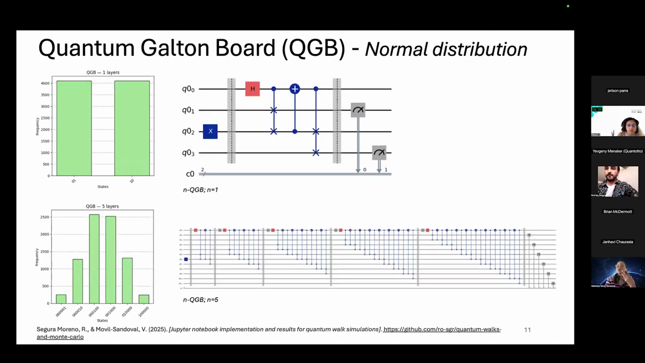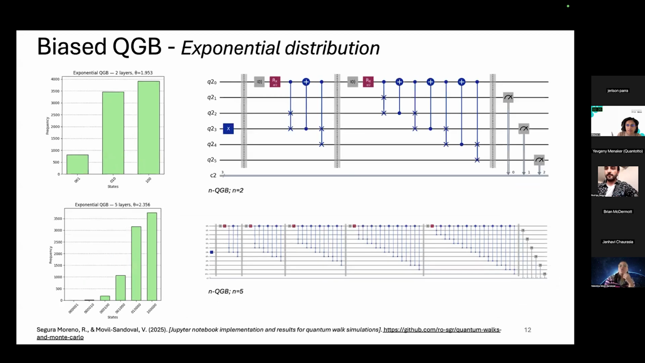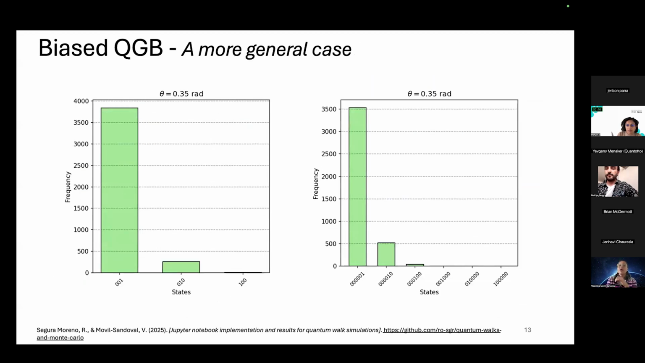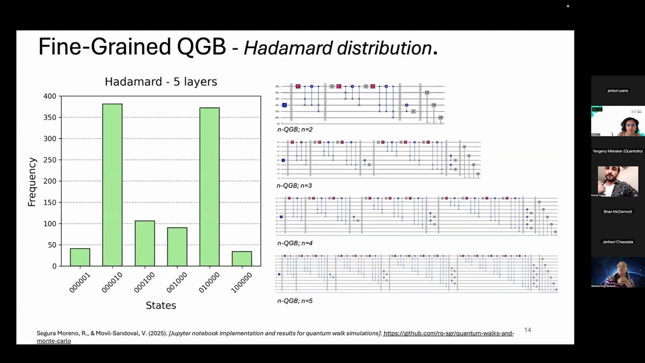Here we have the results for this. We had a normal distribution by using a Hadamard gate. We had an exponential distribution by adding the same probability to the whole peg. This is a more general case of that distribution, but we can also get multiple types of distributions if we play with the rotation gate for every single peg.